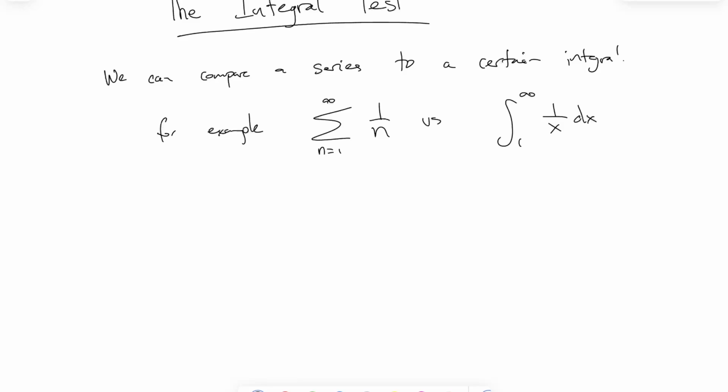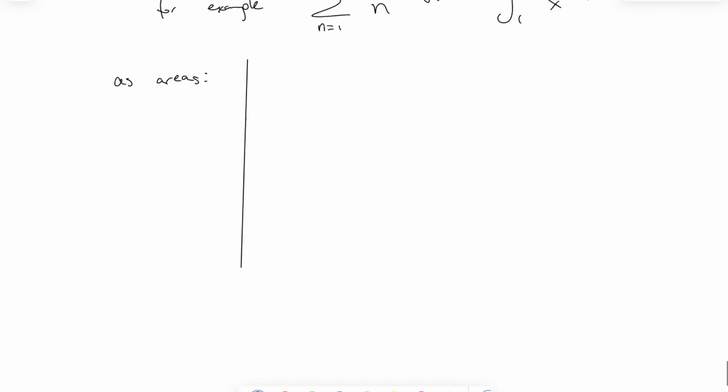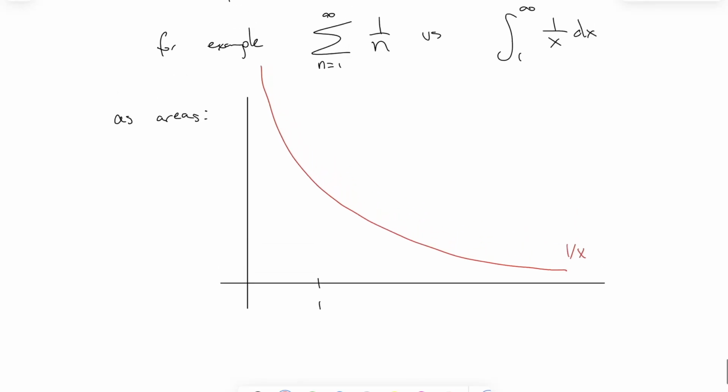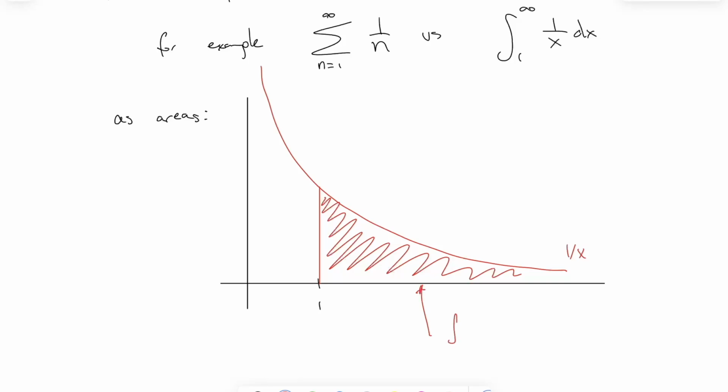But these two things can both be represented as areas. I'm going to try to draw similar pictures to what I drew a few minutes ago, but I'll try and draw it a little nicer this time. So the integral would be the area. This is my function, 1 over x. The integral would be this area under the curve, all of that, right? That red shaded region is the integral of 1 over x dx, 1 to infinity.